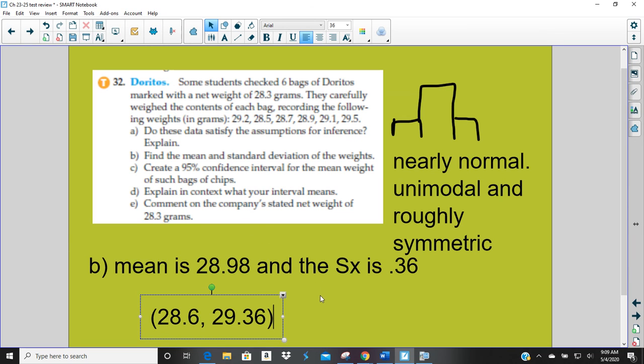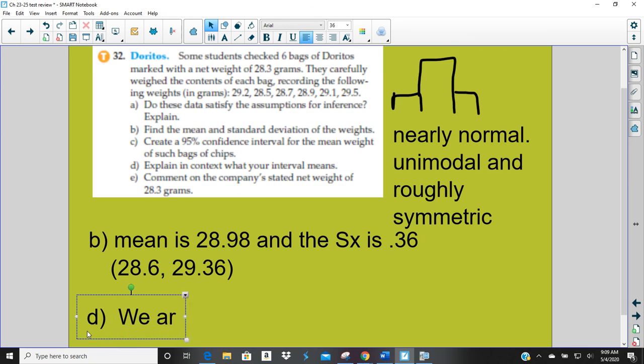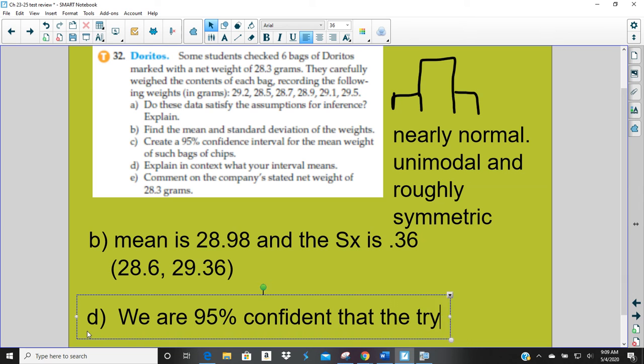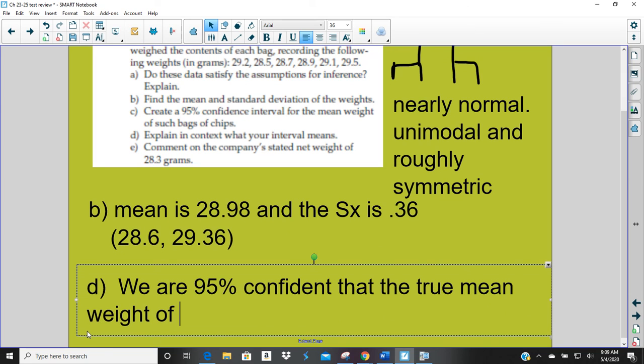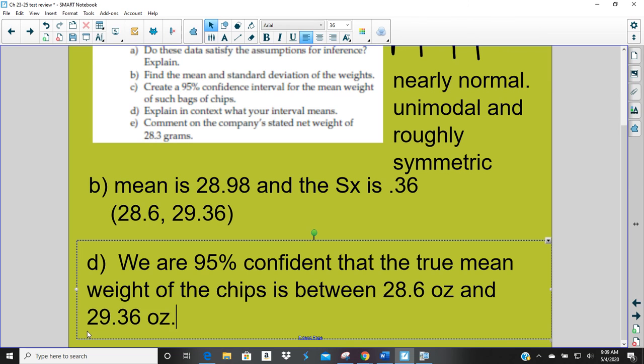Okay. Comment. Okay. Explain in context what your interval means. Let's do D because this is important. We are 95% confident that the true mean weight of the chips is between 28.6 ounces and 29.36 ounces.